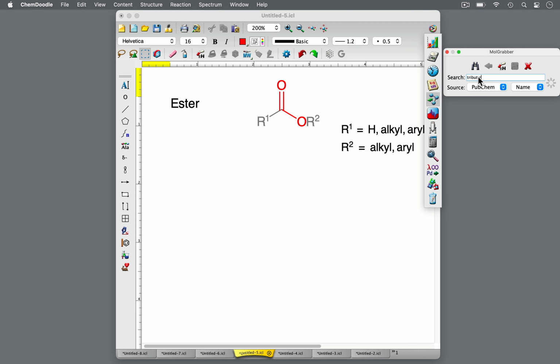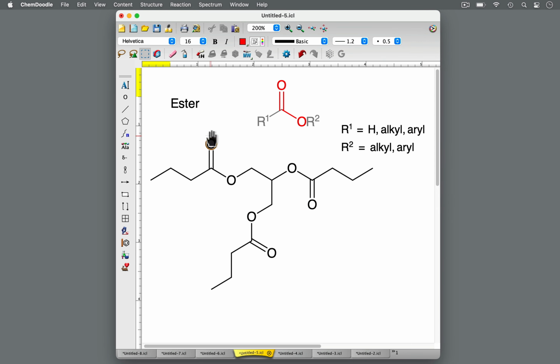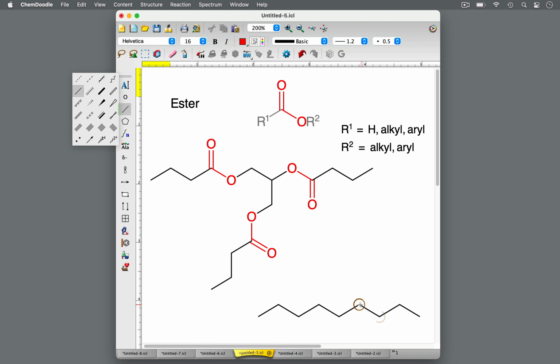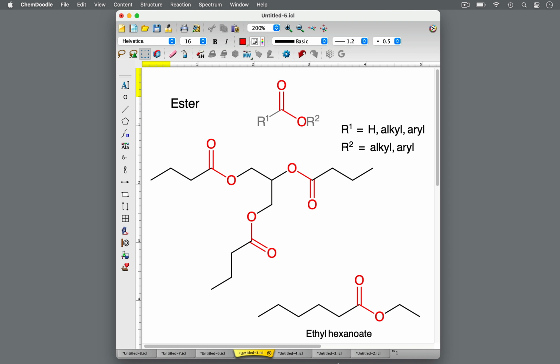Esters are ubiquitous in nature. Tributylene is a triglyceride that naturally occurs in butter. There are 3 ester functional groups in it. Esters are also known for their pleasant odors and flavors, commonly used in fragrances and as flavorings. This ester is ethyl hexanoate, notable for its characteristic fruity pineapple fragrance.